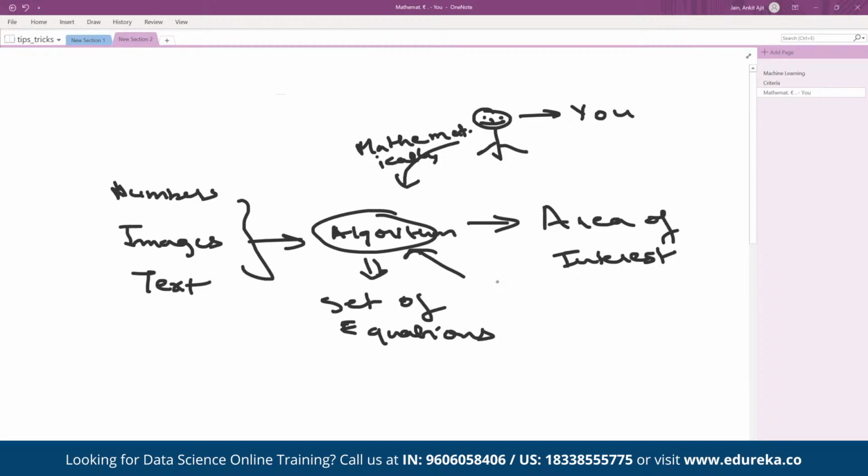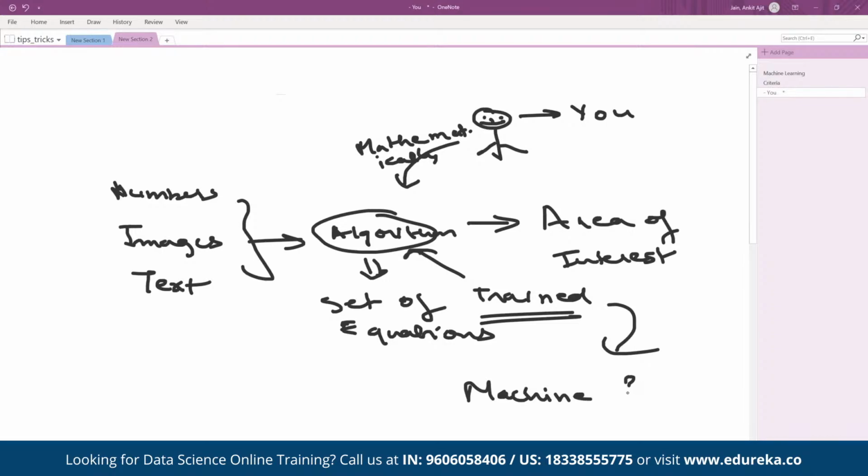Okay, so once this algorithm is trained, this is known as basically machine learning. So what you have done, you have made an algorithm learn that from the given text, from the given images, or from the given numbers, this is my area of interest. Please learn that. The algorithm will solve the set of equations and get itself trained. This phenomena is basically known as machine learning.